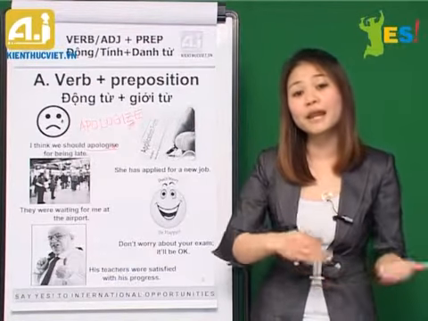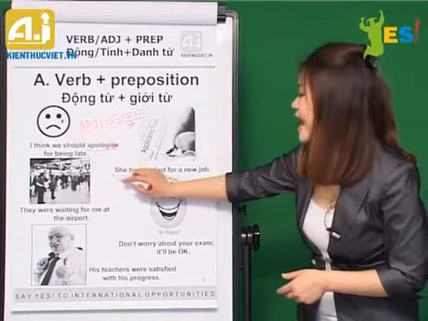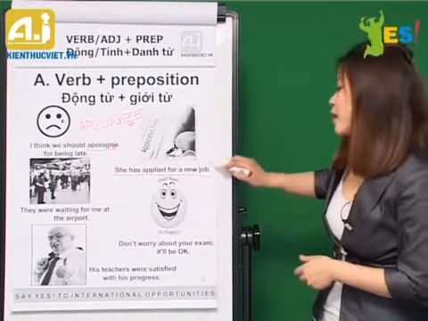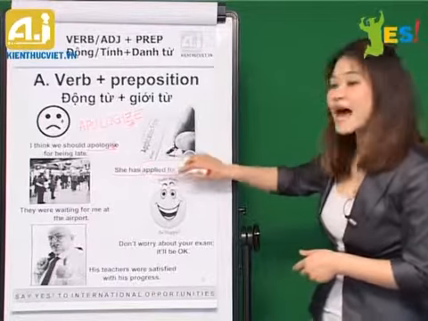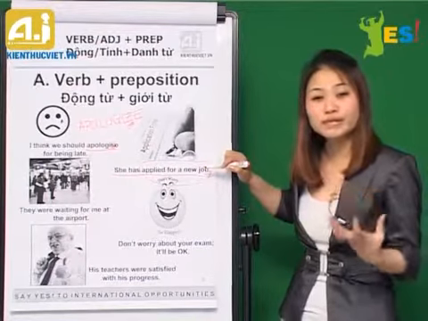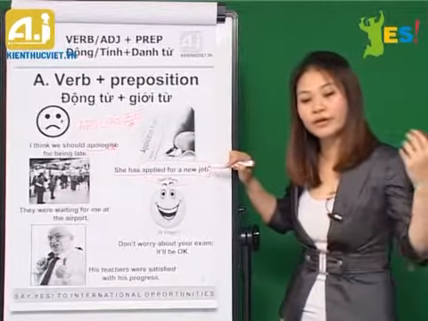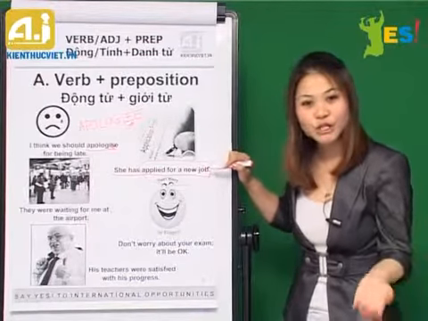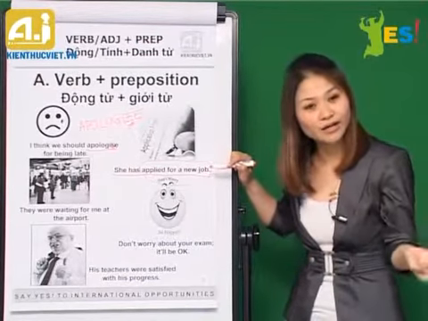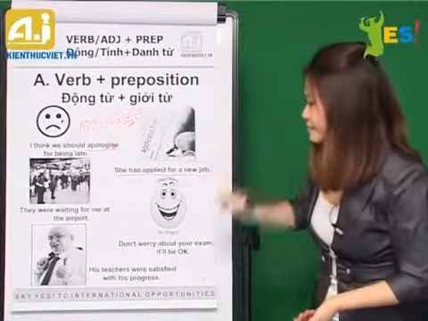So you want to apply for a job, right? So here, she has applied for a new job. To apply for a job, meaning to make a written request in order to have an opportunity to get an interview with the employer so that you can be offered a job, for example, right?